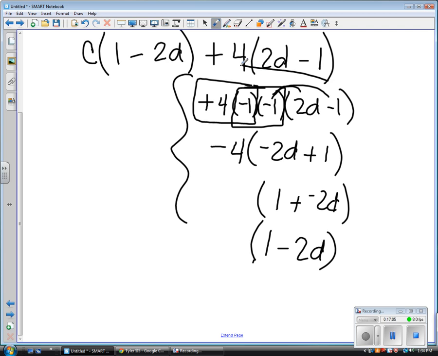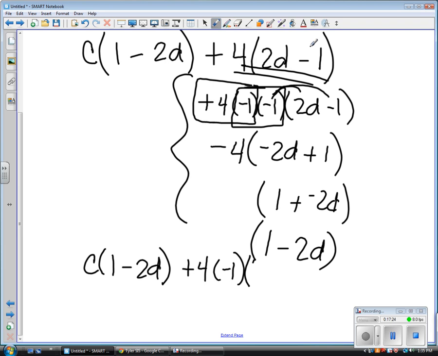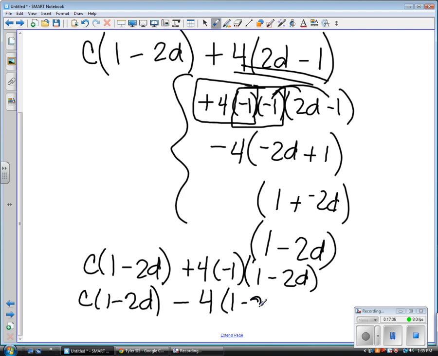Yes. So all you have to do from this step is pull out a negative 1. From this step down, you should have gone C times 1 minus 2D. And then if you wanted to, you could write plus 4 times negative 1 here and flip this order. Or at this stage, if you wanted to make that just a negative 4, you could have done that as well. Okay? However you visually wanted to see that one on your paper.